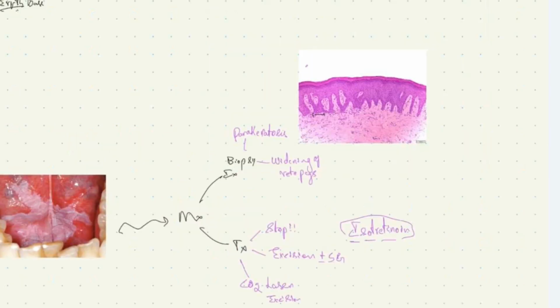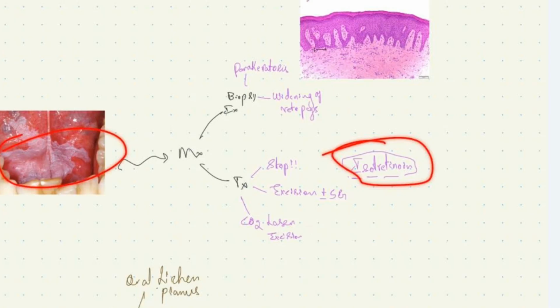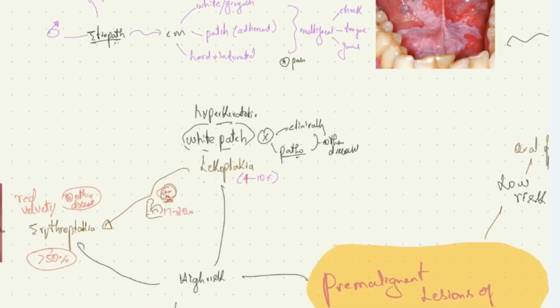Now, how to treat leukoplakia? Stop smoking or chewing pan, and then we perform surgical excision of the lesion with or without skin grafting. We can also use CO2 laser for excision of this lesion. Tretinoin usage has been found helpful in leukoplakia. This is about leukoplakia, which has around 4 to 10% risk of malignancy.